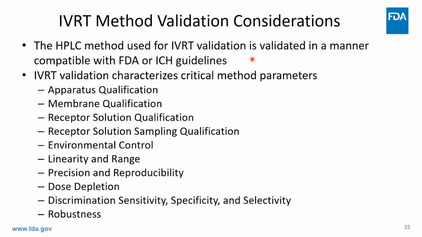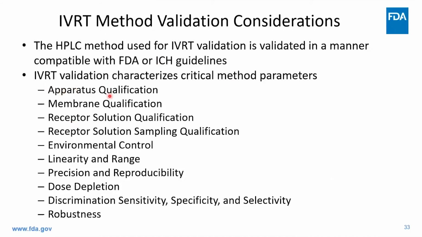Okay, so now when you talk about method validation, and we're going to go through each of these components step by step, one of the key things, again, is that the HPLC method used for the IVRT validation is validated in a manner compatible with FDA or ICH guidelines. This is really critical. And this is what differentiates some of the things that you're going to be repeating in method validation in terms of looking at the receptor solution solubility, your membrane binding. Some of these things that you did during method development, you're now going to do with a validated HPLC method. So the IVRT validation characterizes the following critical method parameters that are outlined here.